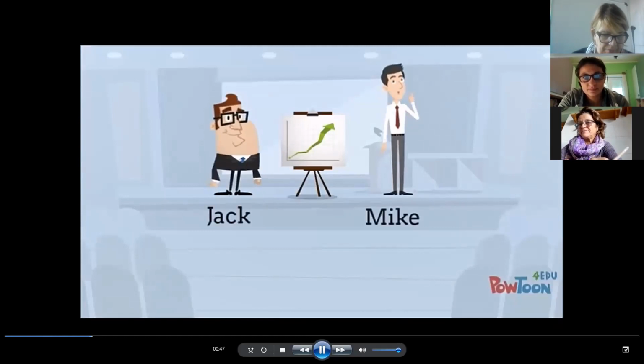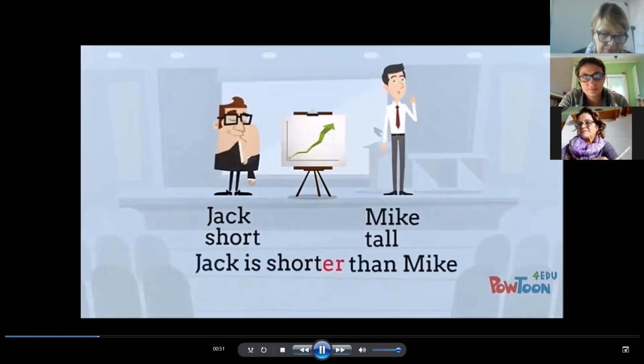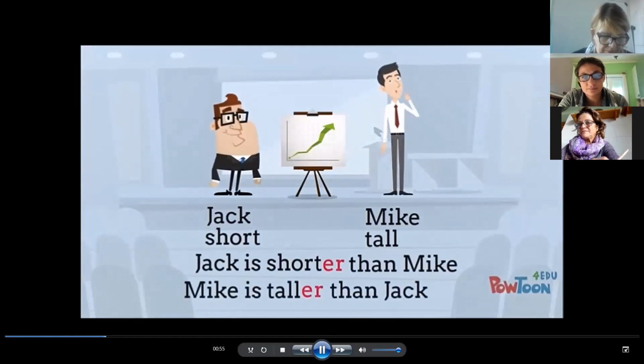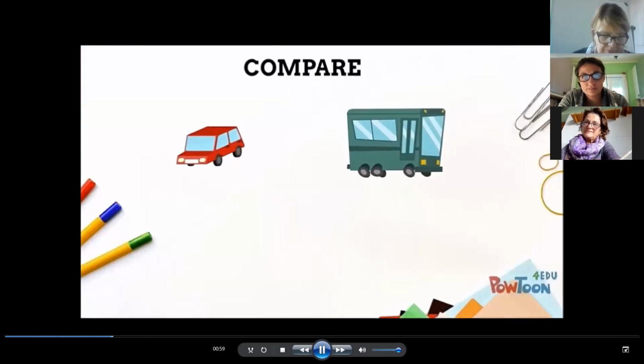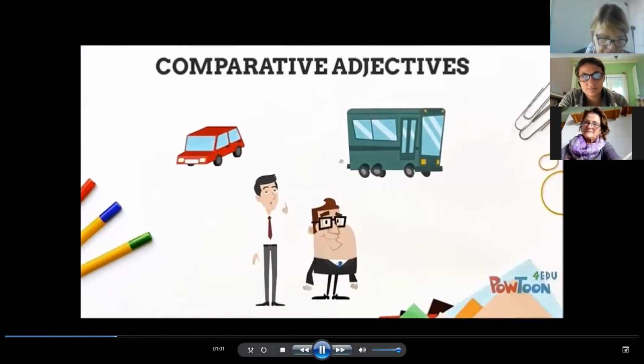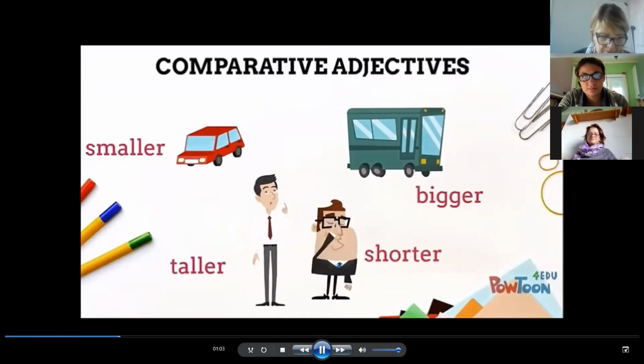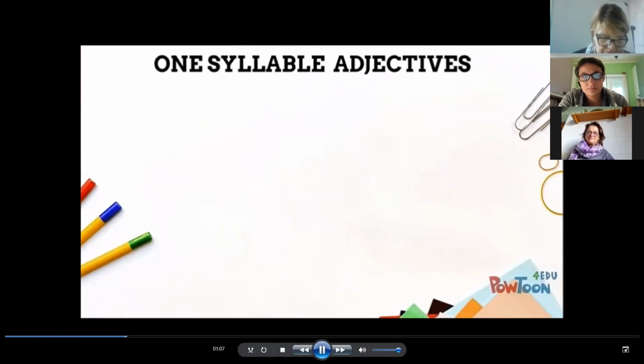This is Jack and this is Mike. Jack is short and Mike is tall. Jack is shorter than Mike. Mike is taller than Jack. We often need to compare different things and people. And to do this, we use comparative adjectives. For example, smaller, bigger, taller, shorter.